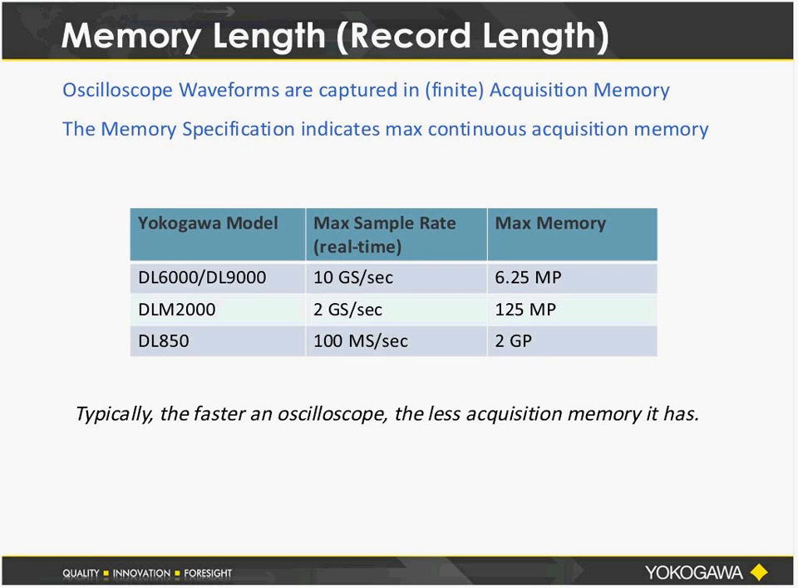What you'll see is usually the faster an oscilloscope is spec'd, the less acquisition memory it has. In the past, it wasn't uncommon to see oscilloscopes with hundreds of thousands of points. Nowadays, you'll typically see oscilloscopes with a few million points of memory. And here, for example, you see 3 variants of Yokogawa family oscilloscopes that go from 6 million points per channel to 2 billion points per channel when the sample rate is lower at 100 million samples a second.